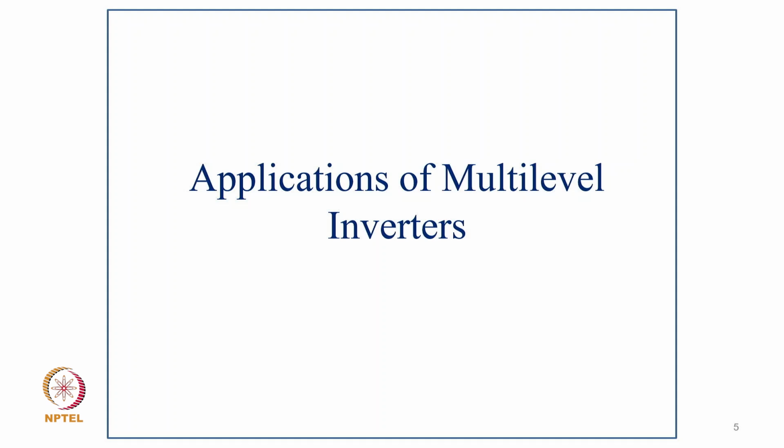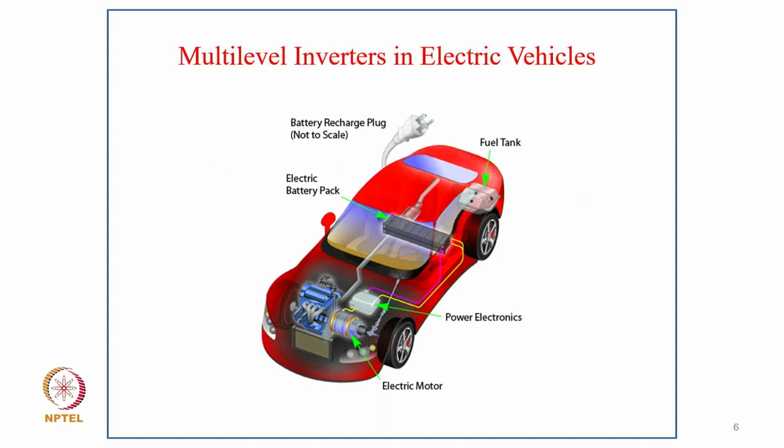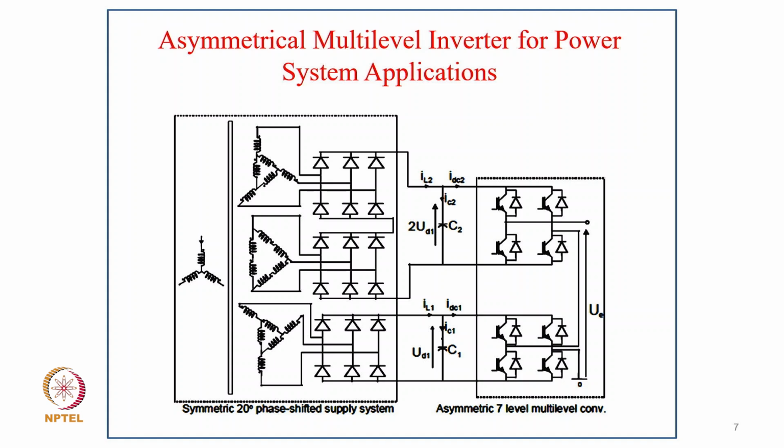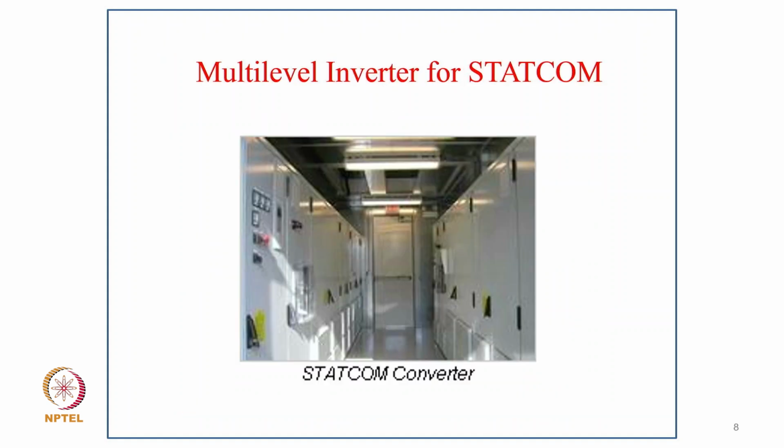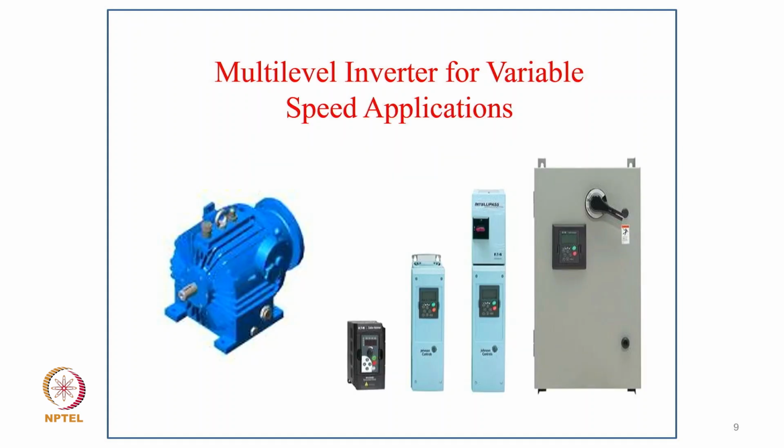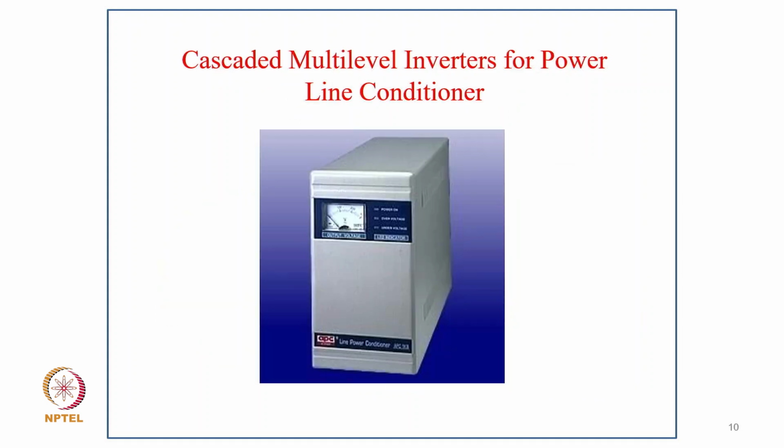So coming now to applications of multi-level inverters. The multi-level inverter is used in electric vehicles as a main inverter, and the asymmetrical multi-level inverter is used for power system applications, for reactive power as well as for interfacing renewable energy systems. Multi-level inverters are also used for STATCOM as a FACTS device for large rating, and for variable frequency or variable speed applications for AC motor drives.